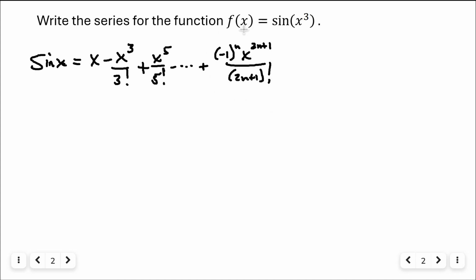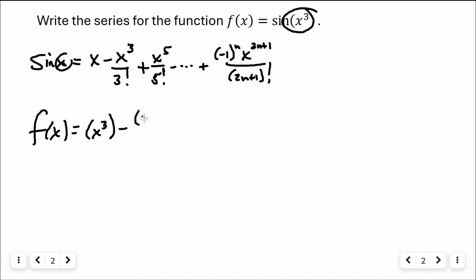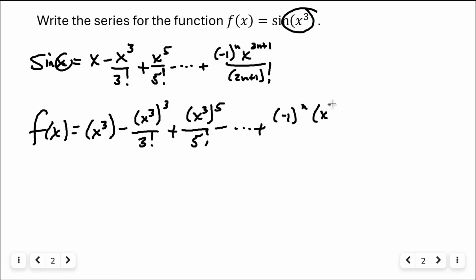Now, I want the series for f of x equals sine of x cubed, not the series for sine of x. Well, what's happened between sine of x and sine of x cubed? Well, x has been replaced by x cubed. So to write the series for f, that's exactly what I'm going to do. I'm going to replace x with x cubed. Every time you see an x, you're going to put an x cubed in its place. That's all you have to do. All right, we're going to have to clean it up a little bit, but it's not too bad.